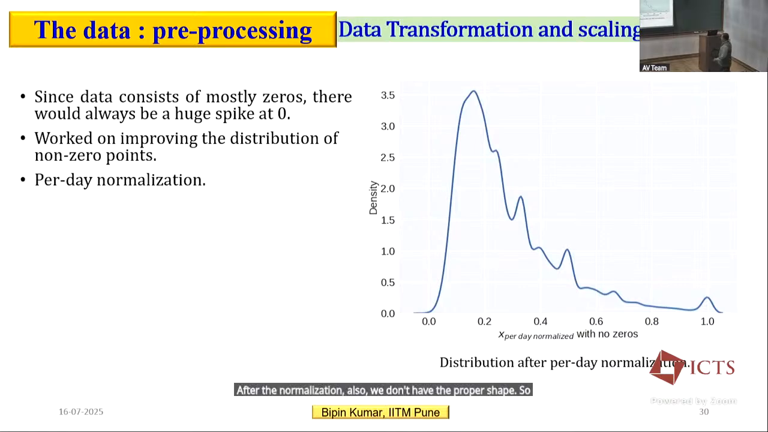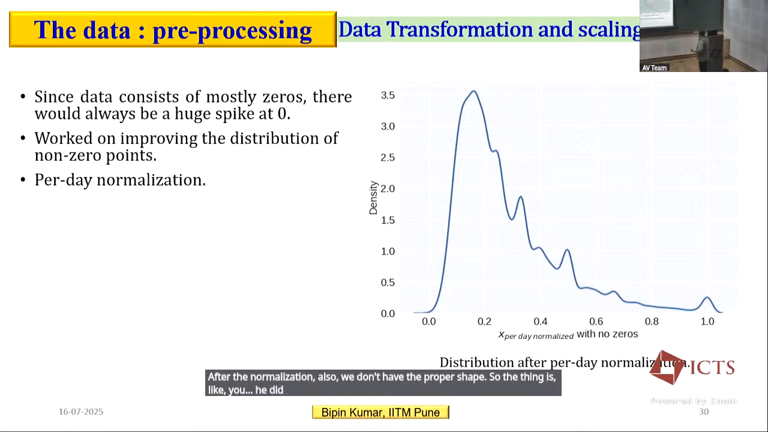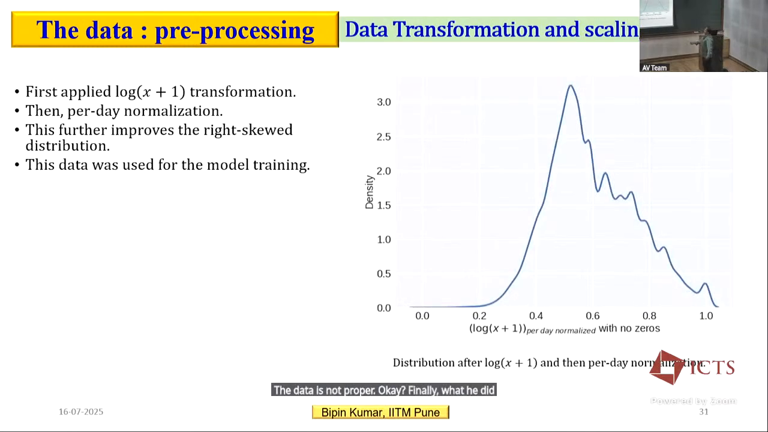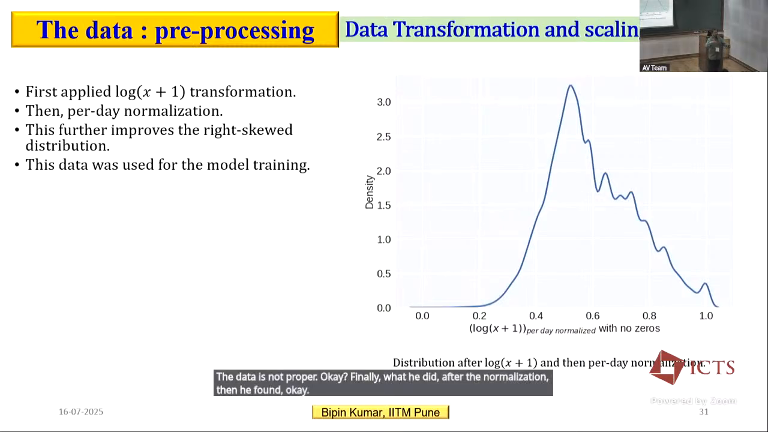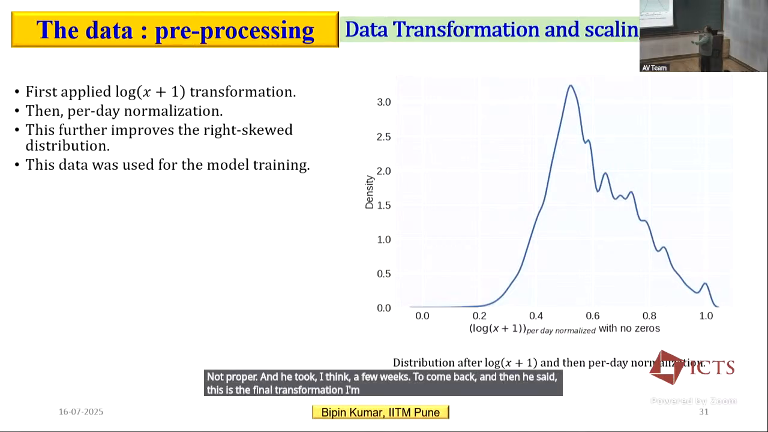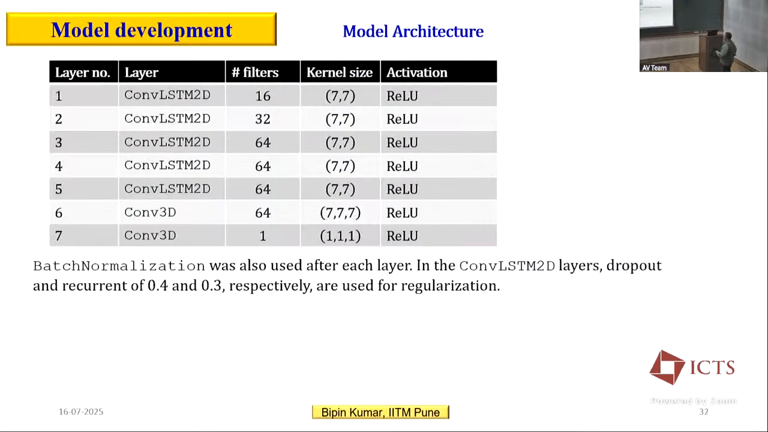So he did per day normalization, min max normalization, many things, but still the data was not proper. Finally, after the normalization, he did log(a + x), no, log(ax), then continuously changing the value a equal to 1, 2, and so many things, not proper. And I think he took few weeks to come back. And then he said, this is the final transformation I'm using. And then this is the distribution. And then he put the model for this Delhi, Punjab, Haryana region.